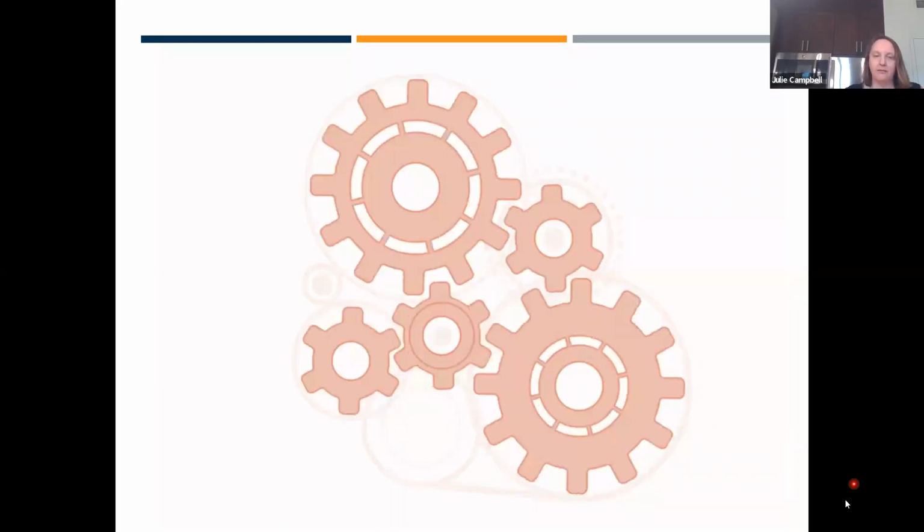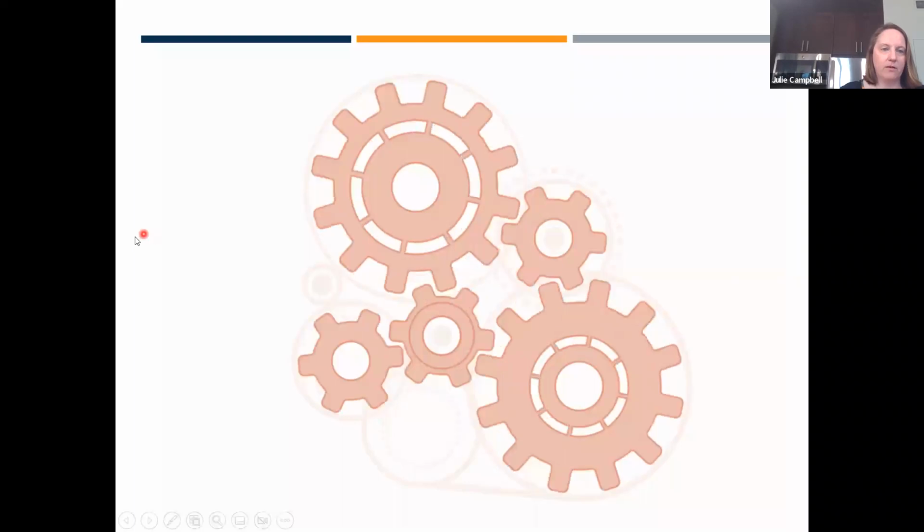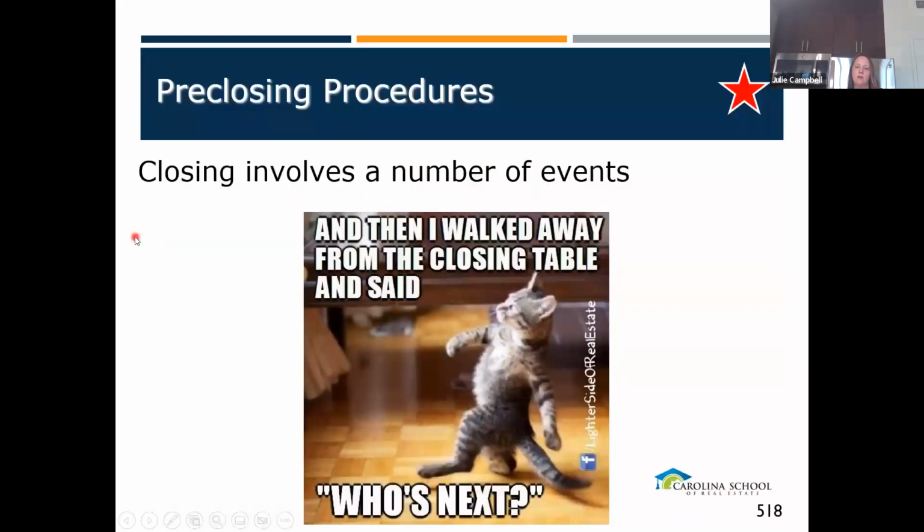So briefly, when we were in Unit 10, we talked about closing. We talked about the difference in settlement and closing. If you guys will look in your book on page 518, it pulls out from our standard contract that we looked at back in Unit 10. It reminds us of the difference of settlement and closing.